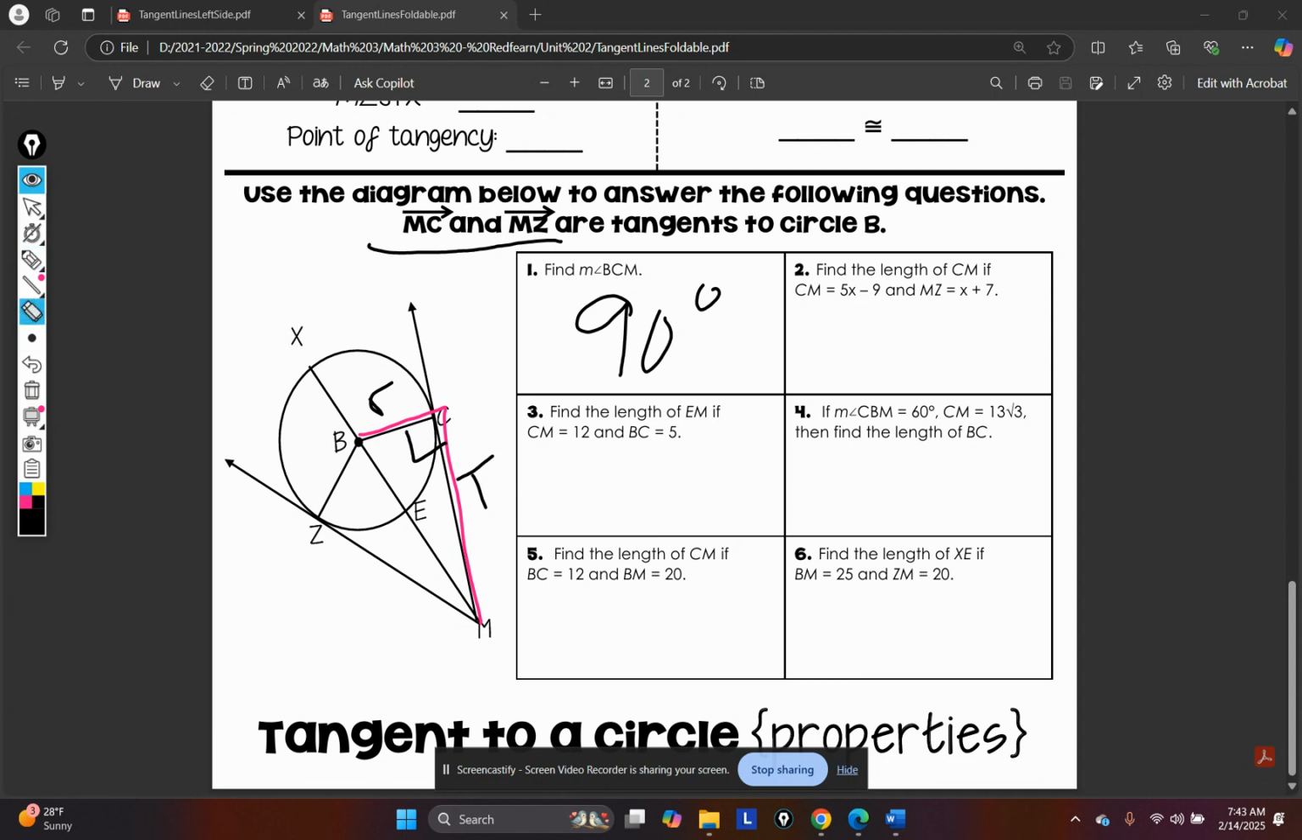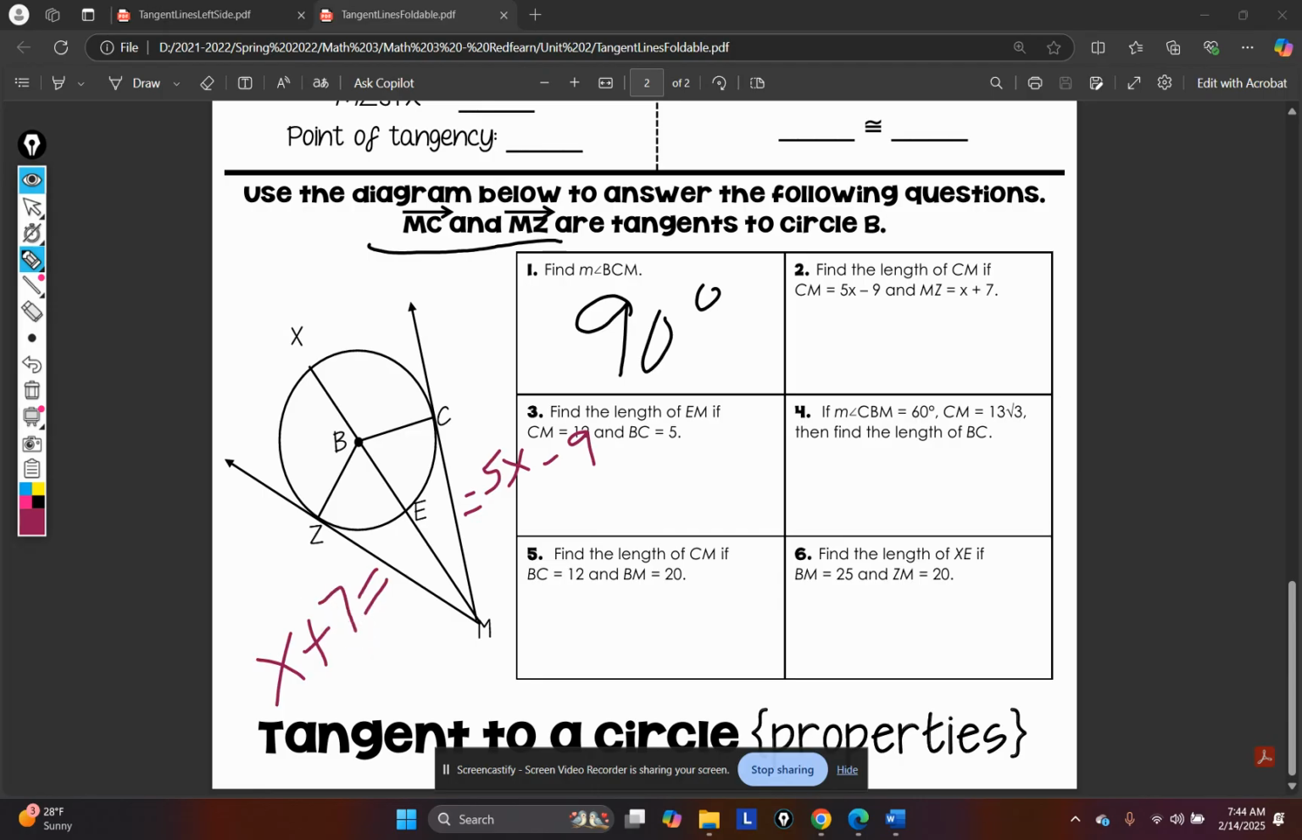Number 2, find the length of CM if CM is 5x minus 9. Okay. We know that CM is 5x minus 9. And we know that MZ is equal to x plus 7.